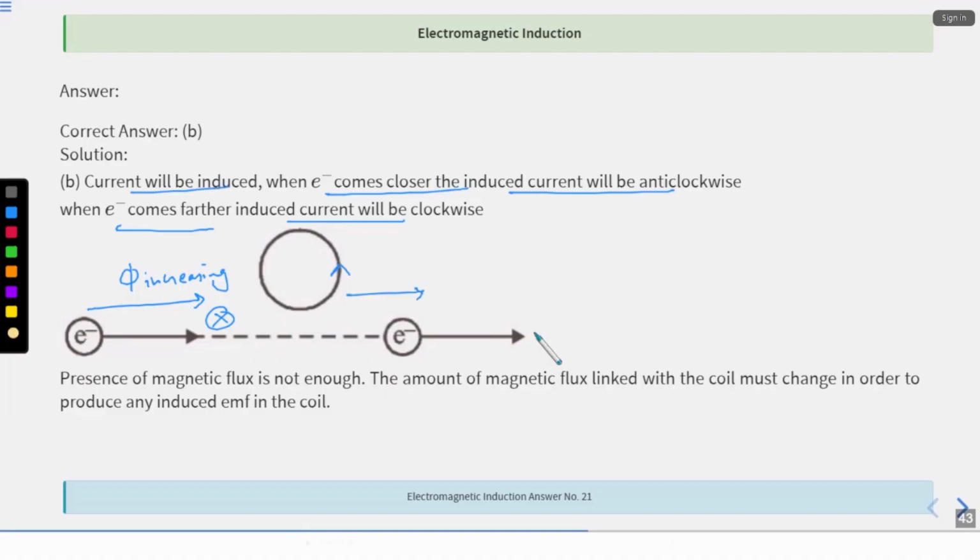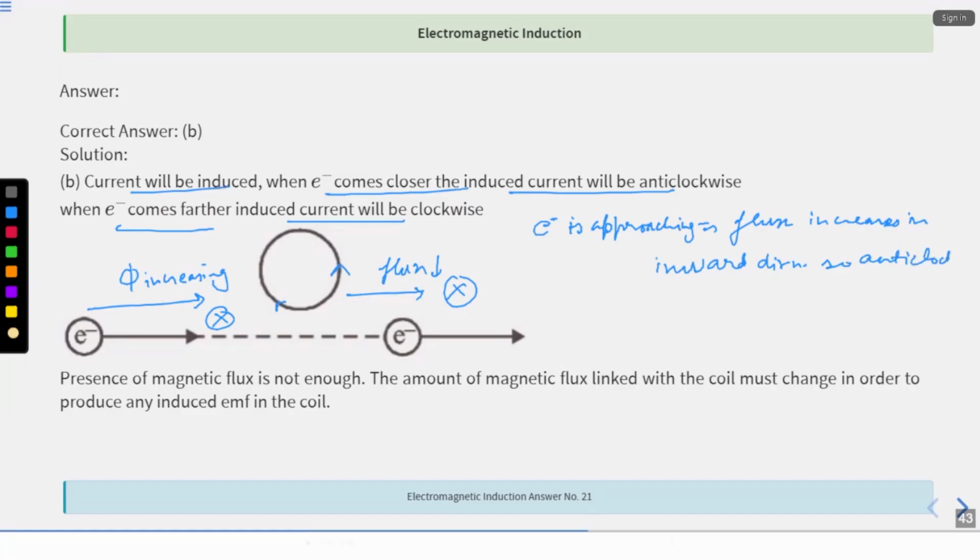Similarly, when the electron goes away, the flux will start reducing in the inward direction. So again, according to Lenz's law, the induced current will try to oppose the change in magnetic field. So this time the current will be induced clockwise to increase the inward flux. So initially, when the electron is approaching, flux increases in the inward direction, so anticlockwise current will be established to oppose it.